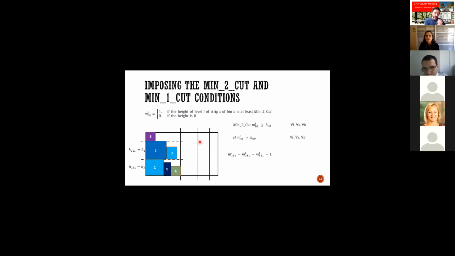Okay. We also have a condition about imposing the minimum cut, the minimum length of the cut. And we can do it in a similar way with these variables that indicate when there is a cut. If there is a cut, this cut has to be longer than the minimum. I have explained it for the height, but there are similar conditions for the width of the beam.